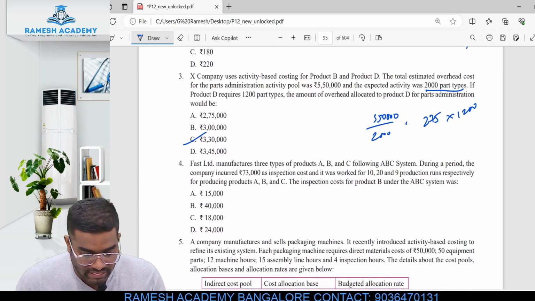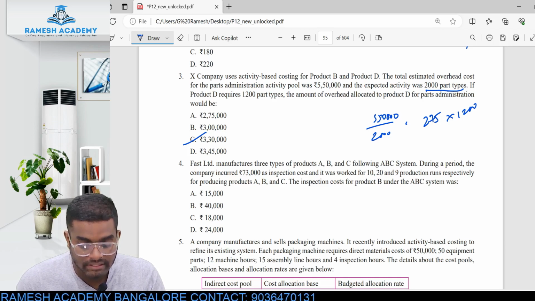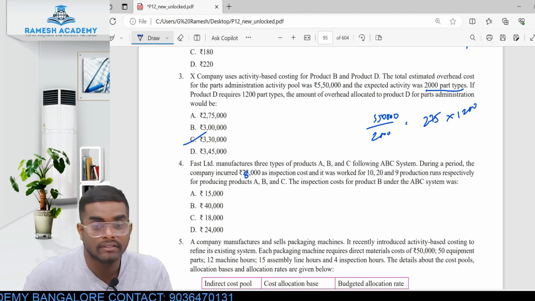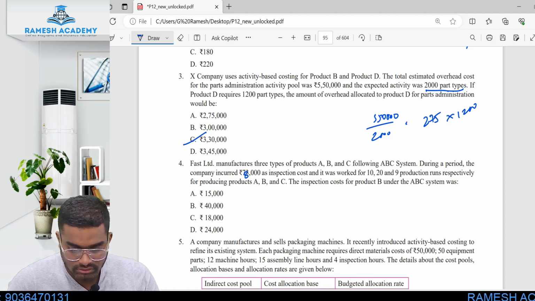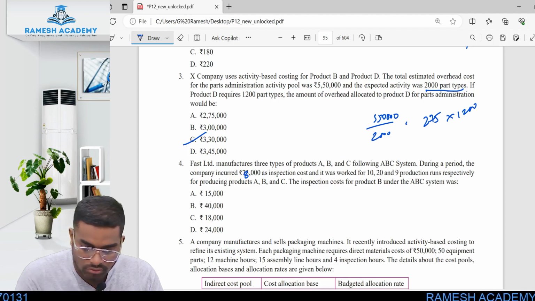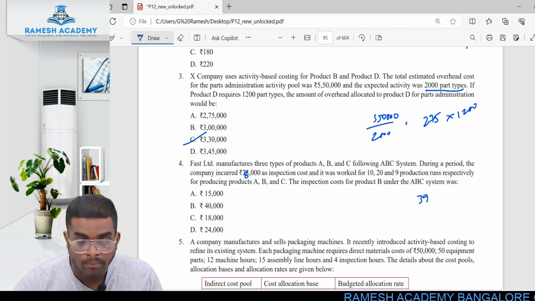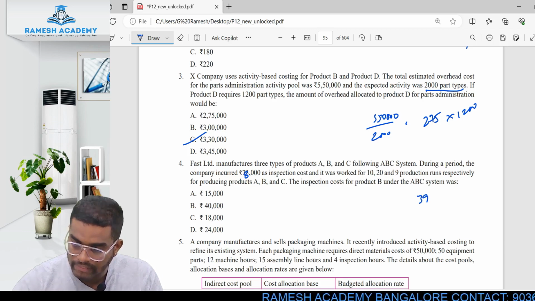Here, Fast Limited manufactures three types of product A, B and C following ABC. During the period, the company incurred 73,000. So make the 73 as 78, to make the answer match, we are using this amount. So 78,000 as inspection cost, and it was worked for 10 runs, 20 runs and 9 runs. So the total would be 39. What would be our cost driver? Production runs. Total cost is 78,000, so 78,000 divided by 39, you will get 2,000.